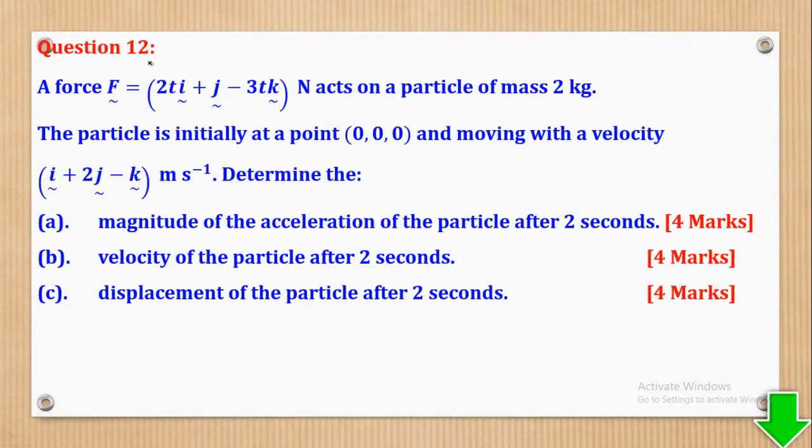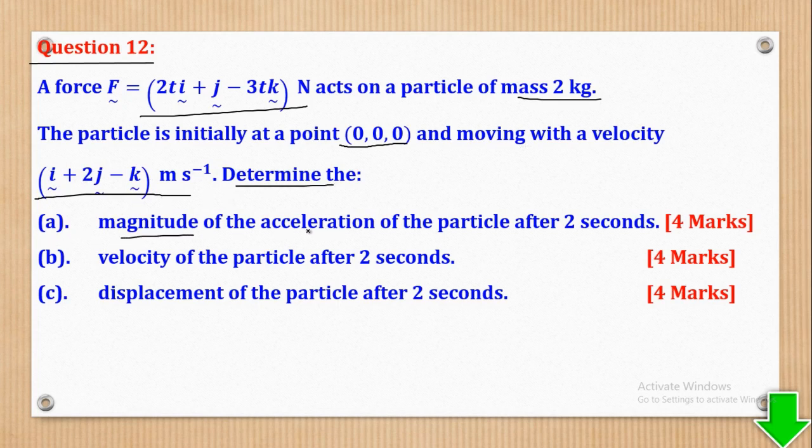So that was question 11. Now we shall go to question 12. So question 12 says a force F, which is given by that newtons, acts on a particle of mass 2 kilograms. The particle is initially at a point 000 and moving with a velocity this meters per second. Determine part A, the magnitude of the acceleration of the particle after 2 seconds. Then part B, the velocity of the particle after 2 seconds. And part C, the displacement of the particle after 2 seconds.